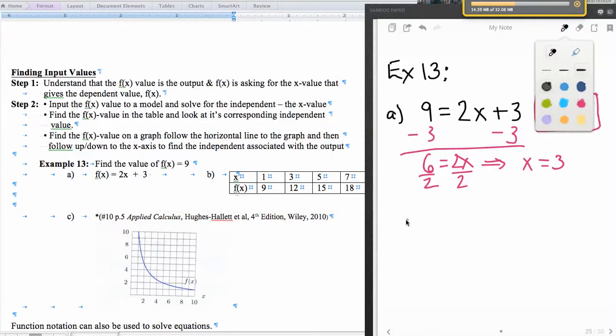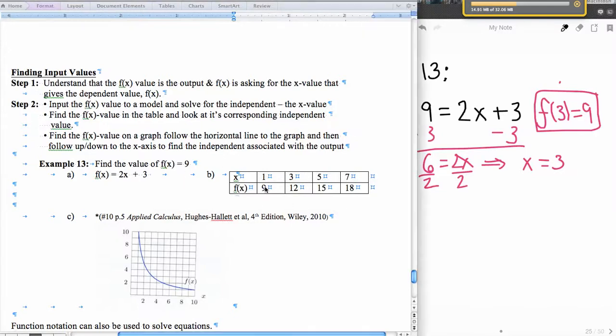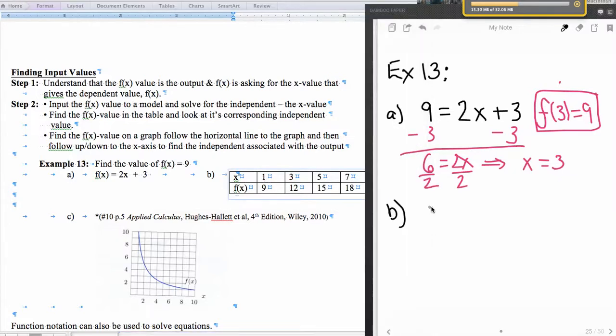Now our next one, we have the table. So in the table, I have f of x is equal to 9. The dependent is equal to 9. And so now I follow it up to the independent value, which is equal to 1. So f of 1 is equal to 9 is what I'm going to write down there, and that's my answer. And then part C, again, I'm going to go up the y's to 9. I'm going to come across to the graph, and then I'm going to come down here, and I get f of 1 is equal to 9 again.